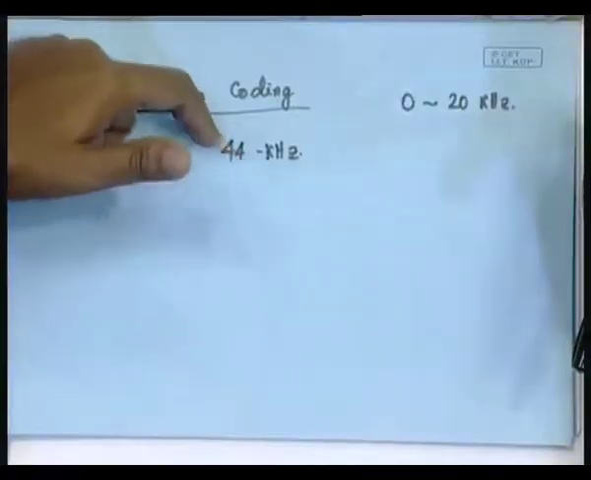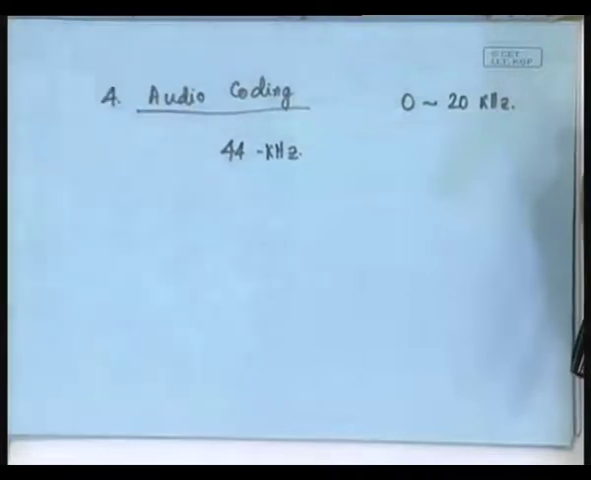Audio signal is like speech, it is a time varying signal only, but the rate at which it is sampled is 44 instead of 8 kilohertz, which is for speech. So, definitely the audio information content is going to be much higher.